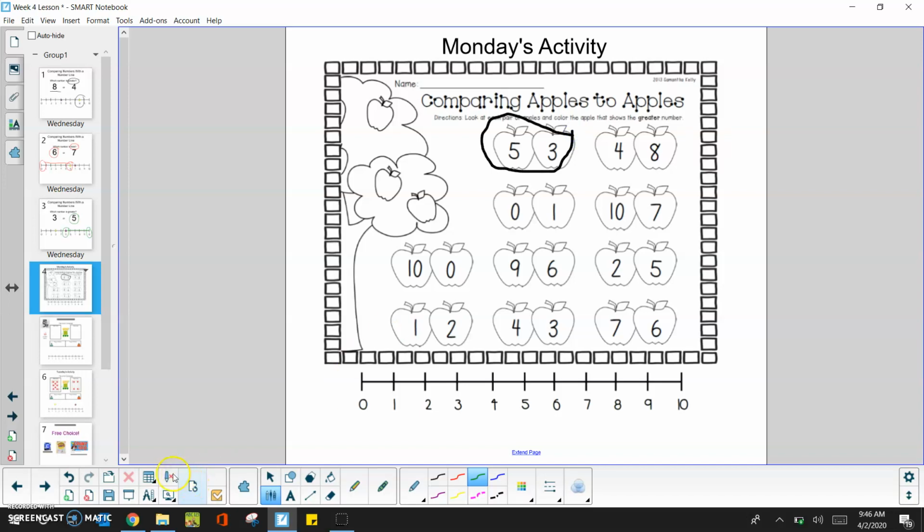So our instructions say to look at each pair of apples and color the apple that shows the greater number. So if you want to write this on a piece of paper, you can just do a 5 and a 3 on a piece of paper, and you can circle or color the number that is greater. This activity can be printed, or you can just do it on a piece of paper.